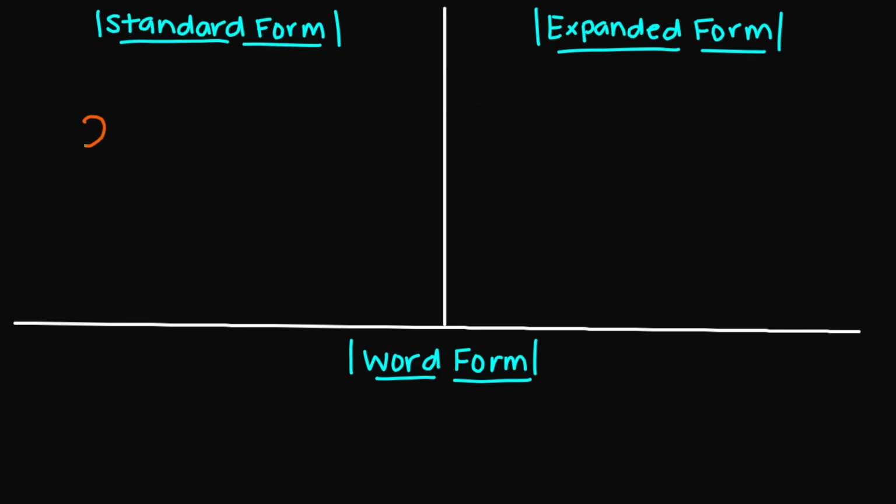Let's say your standard form is 2,641. How would you write it in expanded form? How would you expand this? You're going to get 2,000 plus 600 plus 40 and then plus 1. This is your expanded form here.